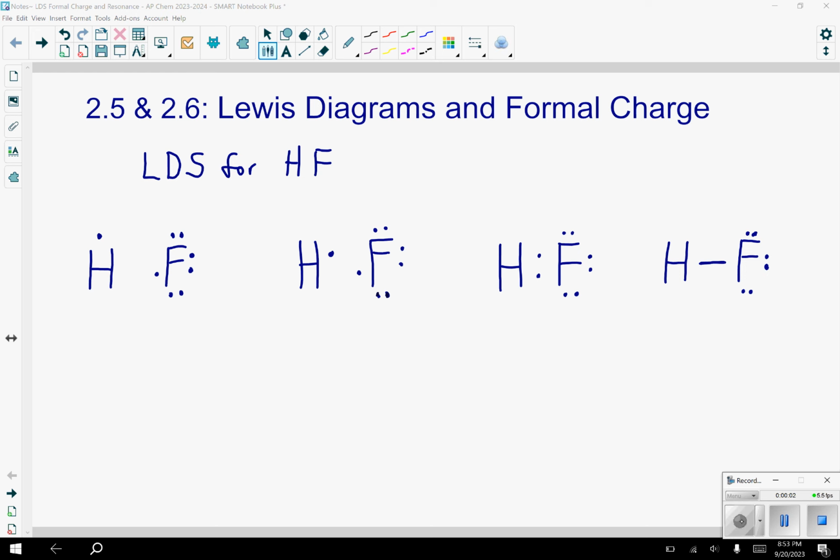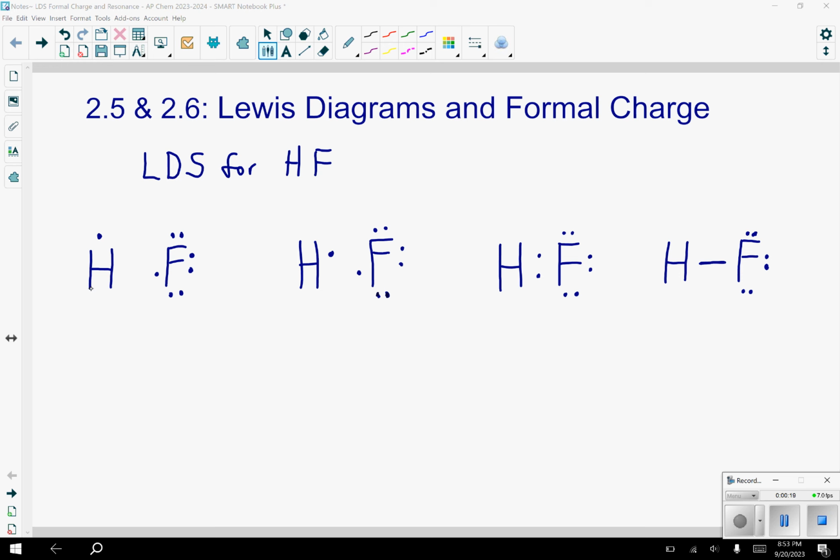Okay, class, today we're going to talk about Lewis diagrams and formal charges. In sophomore chem, you may have learned to draw Lewis dot structures, for example, for hydrogen monofluoride, using what I call the puzzle piece method.